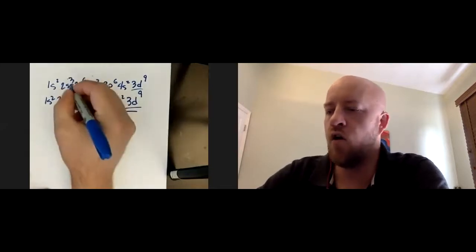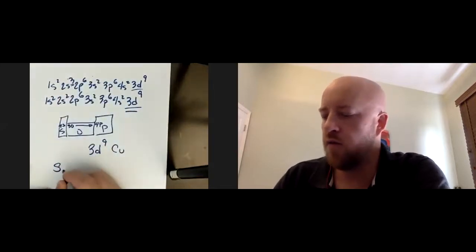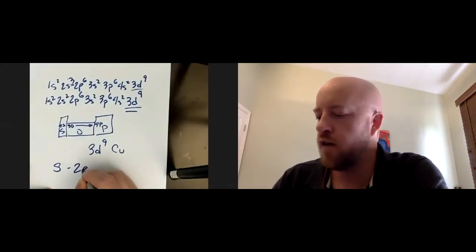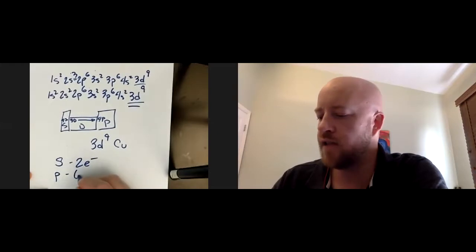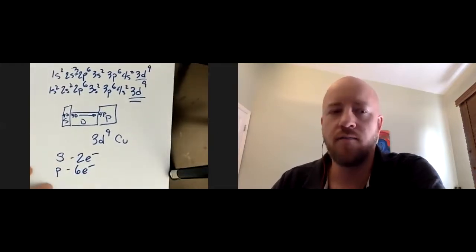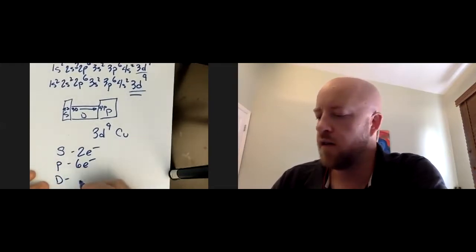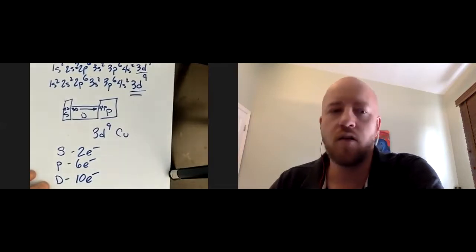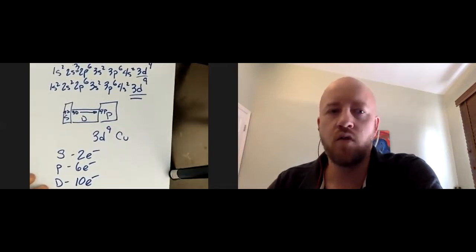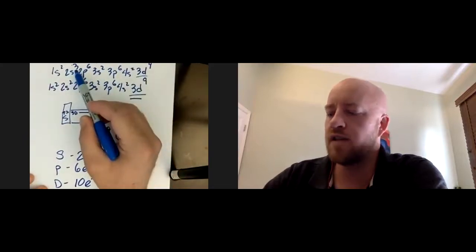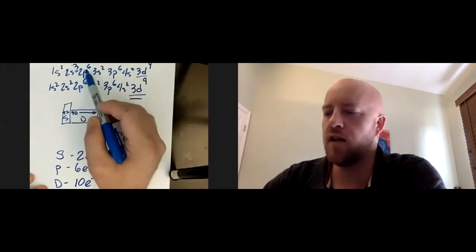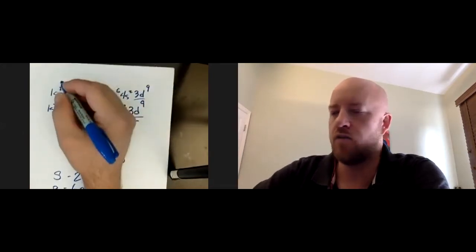So we have to know, for example, the s orbital can only have 2 electrons. The p orbital can have 6 electrons. The d orbital can have 10 electrons. So what you are going to be looking for is errors where they either exceed the number or it's not enough.